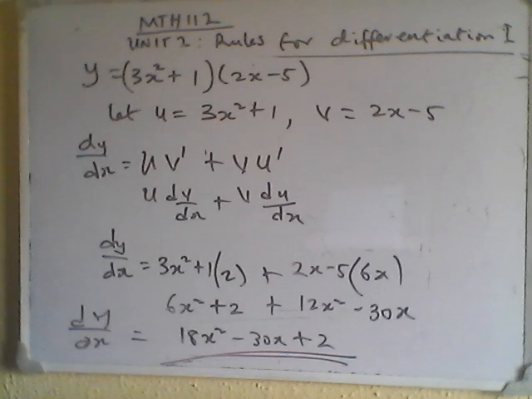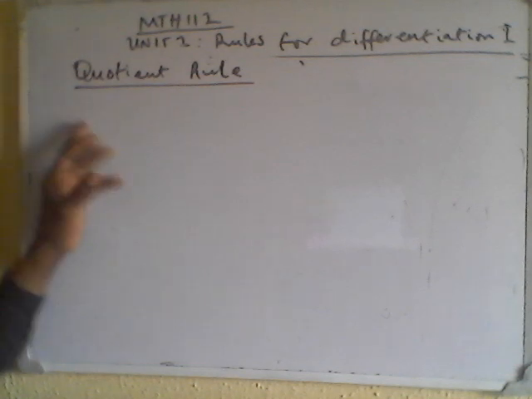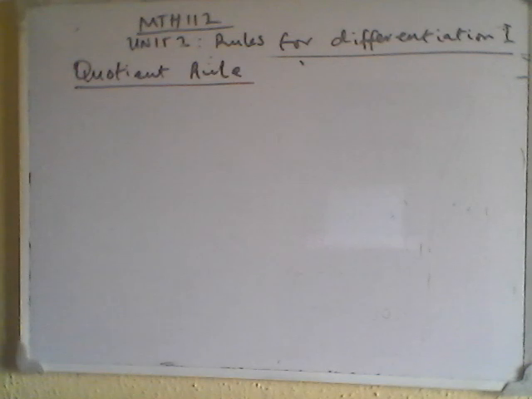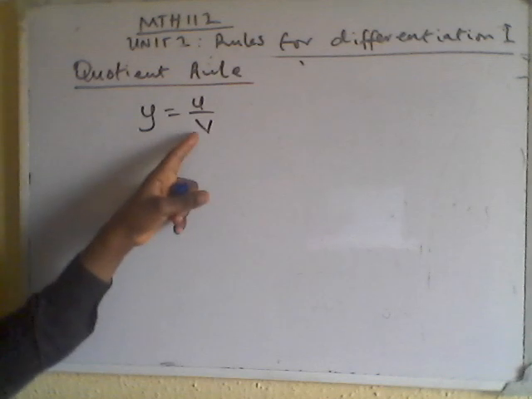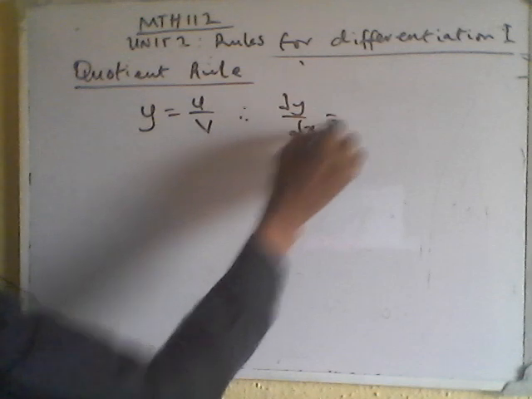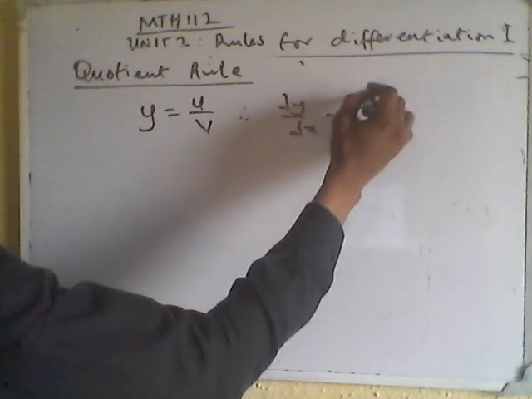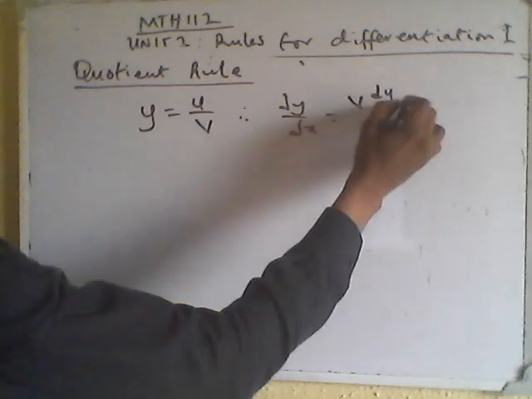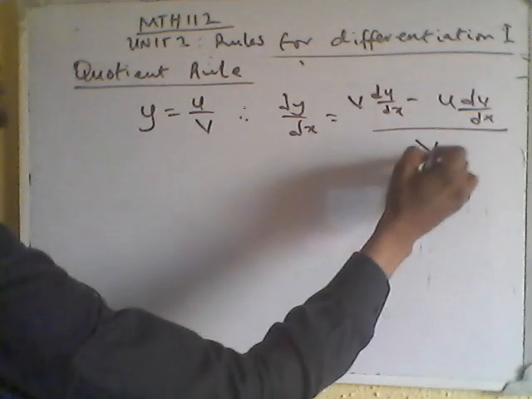Okay? So we're going to the last segment for this video. We call it the quotient rule. The quotient rule is when a function is divided by another function. We have, for instance, y is equal to u over v, where u is a function of x and v is a function of x. Understand? So therefore, dy dx is equal to v du dx minus u dv dx all over v squared.